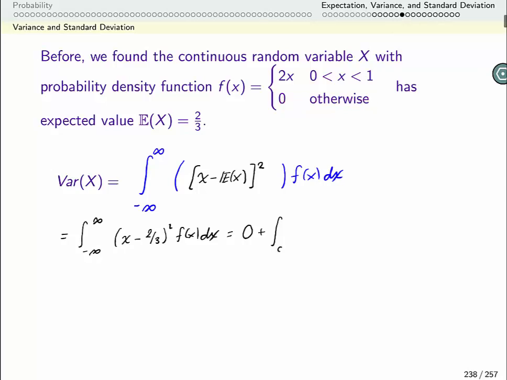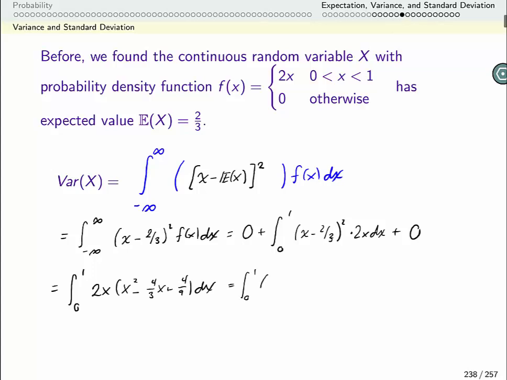Then I need to compute what's going on when x is between 0 and 1. The thing I'm averaging is my surprise squared, (x minus expected value of x) squared. On this interval, my probability density function is 2x. And then finally, on the interval from 1 to infinity, my probability density function is 0. So the contribution here is just going to be 0. This tells me the antiderivative that I need to compute is 2x times (x squared minus 4/3 x plus 4/9).